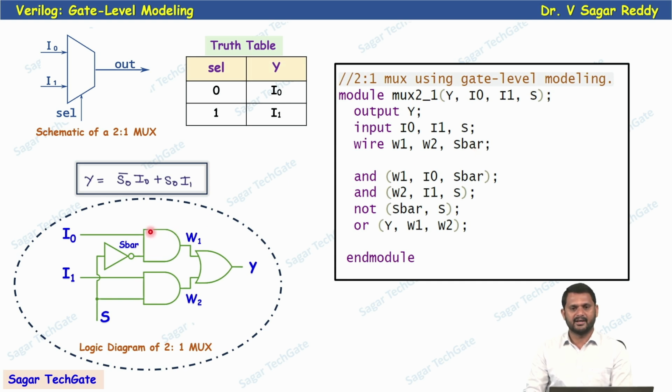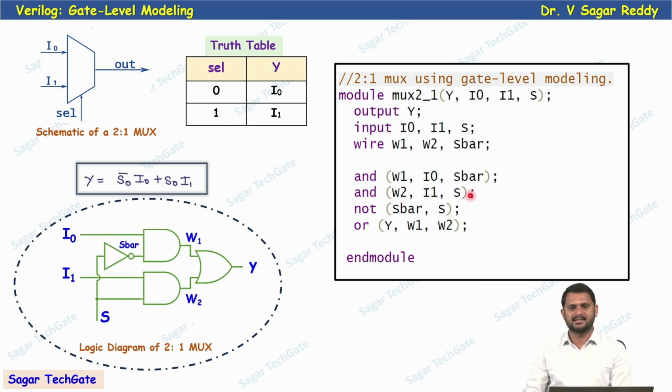First, coming to this AND gate: it has two inputs, one is I0 and another is S bar. Clear? How do I get this S bar? By using a NOT gate: if I provide input S, then the output is S bar. So I instantiate the NOT gate, the output is S bar and the input is S. It has only one output and one input, like a buffer and NOT gate. Now here AND: the output is W1, one input is I0, another input is S bar. For the next AND gate, the output is W2, one input is I1 and another input is S.